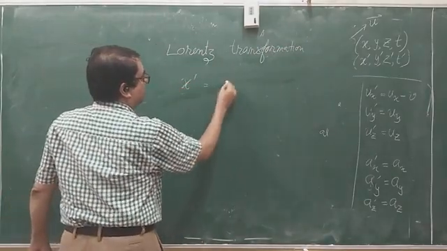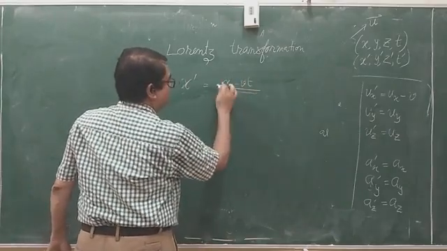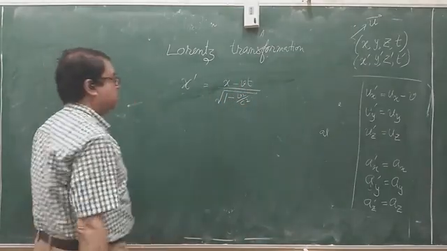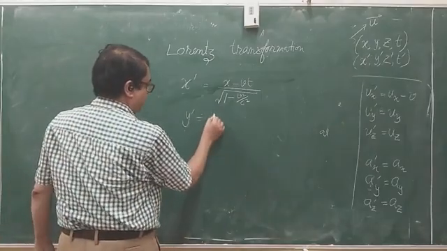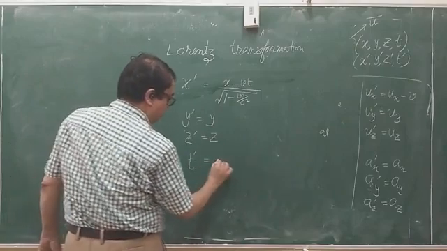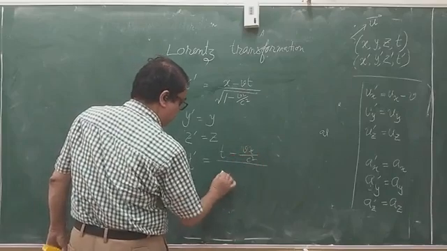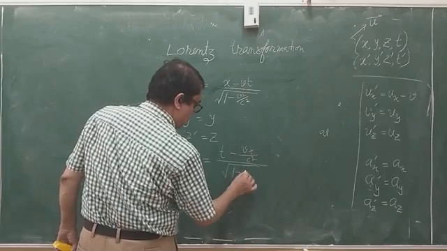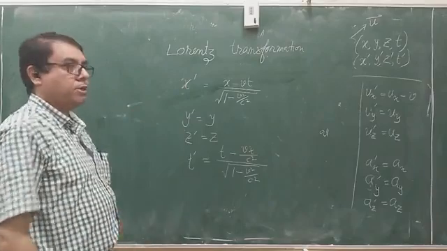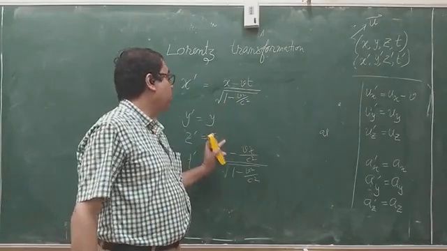So what is this? Very interesting transformation. x dash is equal to x minus vt, but divided by the square root of 1 minus v square by c square. The division is newly come. y dash is equal to y, z dash is equal to z, and t dash is equal to t minus vx by c square, over the square root of 1 minus v square by c square. So this is the revolutionary change, just coming from Galilean transformation to Lorentz transformation.